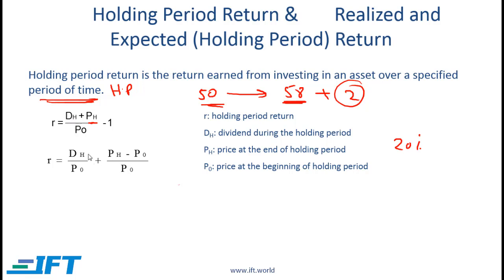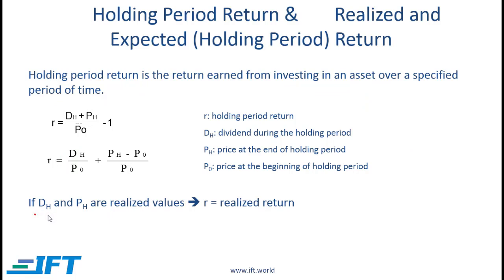Another way to look at this formula is shown right here, where we can say that the holding period return is the dividend yield, which is in our example 2 over 50, plus the capital gain, which is 58 minus 50 over 50. So this would be 8 over 50, and this will also give us 20%.